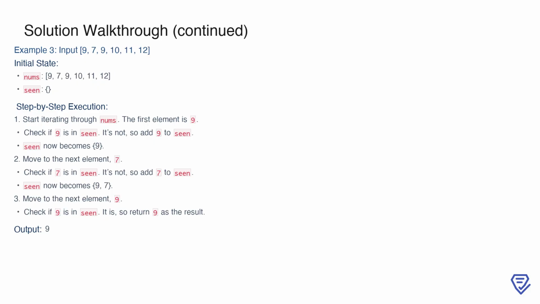For this example, we are working with the input array 9, 7, 9, 10, 11, 12. As usual, we start with an empty set called scene. The first element, 9, is not in the set, so we add it, and scene becomes {9}. The next element is 7, which is also not in the set, so we add it, resulting in {9, 7}. When we encounter the next 9, we see that it's already in the set. This tells us that 9 is the repeated element in this array. We return 9 as the result.